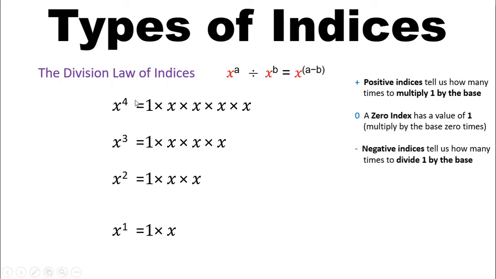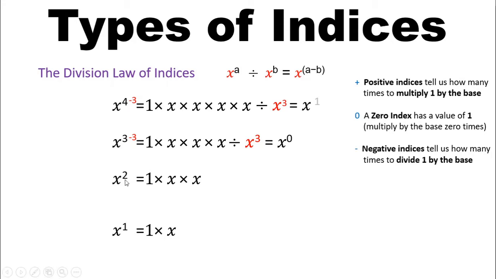Rather than taking 2 away from the 4, let's take 3 away from the 4. That means I'm dividing by the base 3 times, right? Well, we can just write that as x to the power of 3. If I subtract 3 from this index, that would be dividing by x cubed, and that leaves me with x to the power of 0. 3 minus 3 is 0, and that's x cubed divided by x cubed. This has got a value of 1.